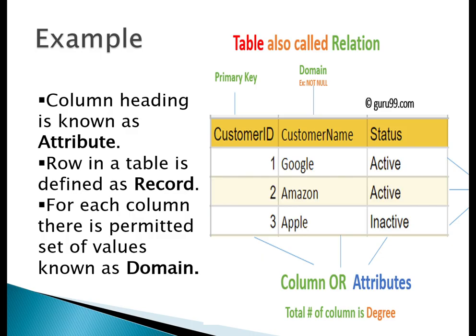Every column or every attribute will have some specific value. For example, customer ID is your column or attribute. It will have values like 1, 2, 3. So these 1, 2, 3 are known as domain. Or you can define the domain as the value defined for the attribute.